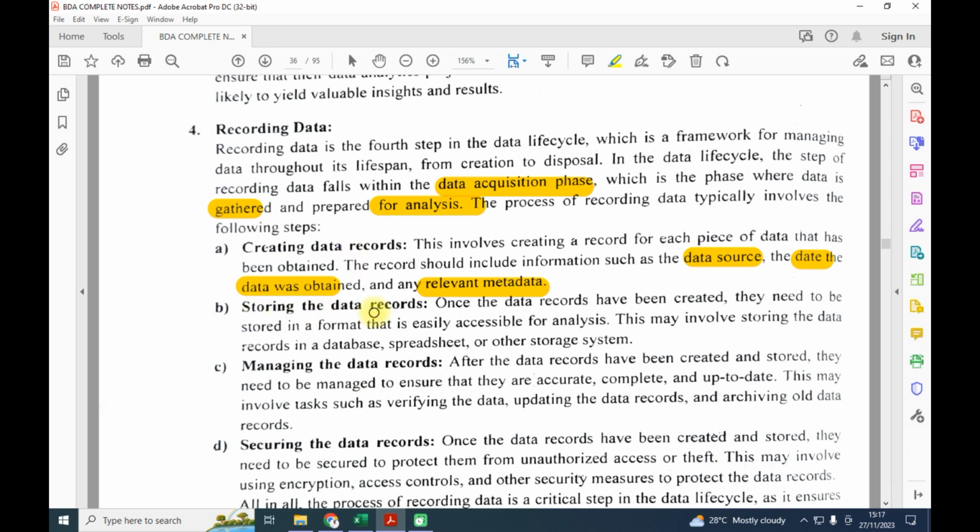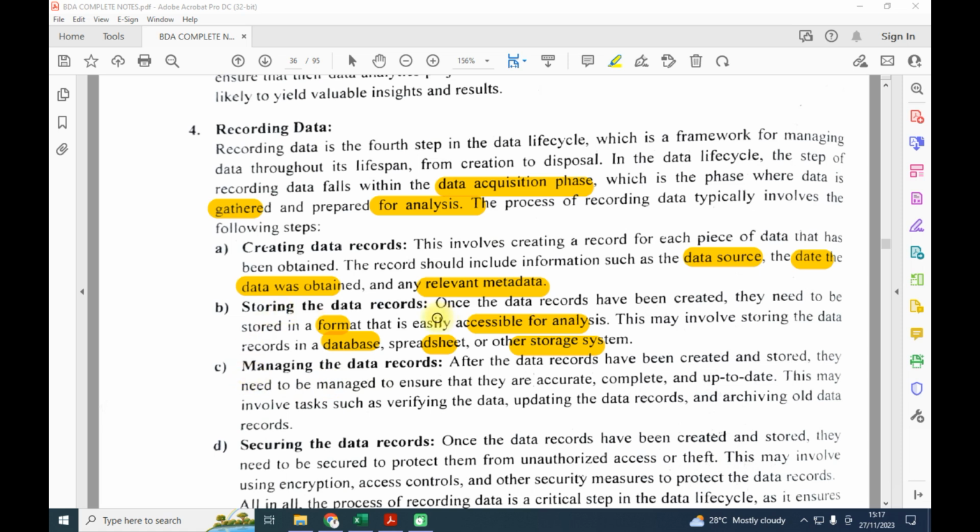Once we have created the records, we shall store the records. Once the data records have been created, they need to be stored in a format that is easily accessible for analysis. So we need to format that data and store it in a format that will make it easy for us to do the analysis. We shall store it in either a database, a spreadsheet, or any other storage system.